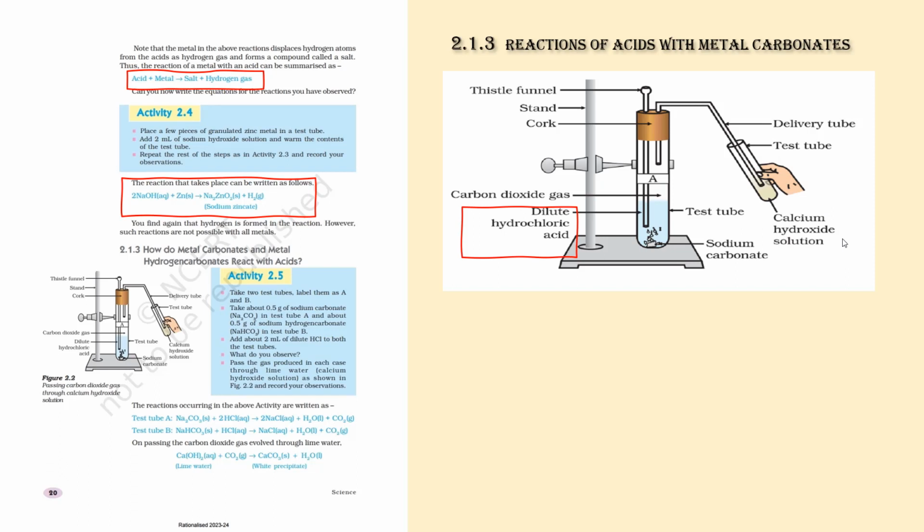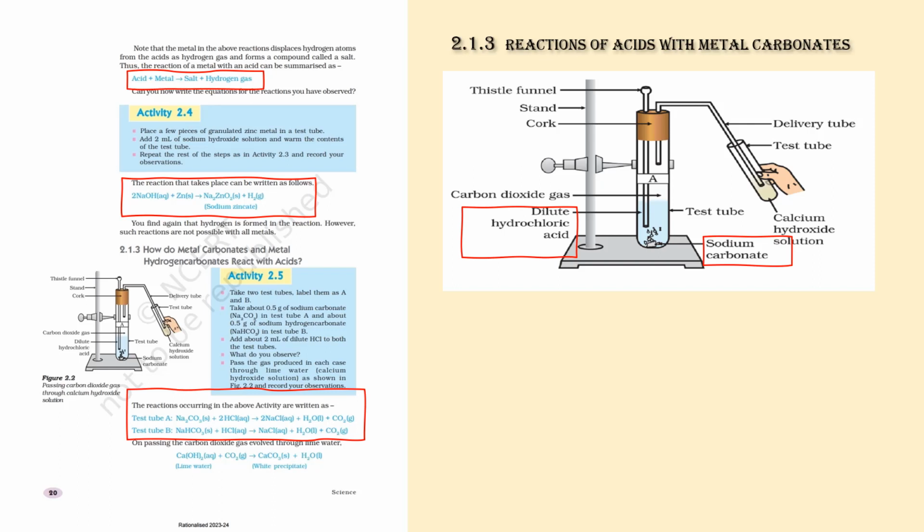Now let's look at the reactants. So you have here dilute hydrochloric acid which reacts with sodium carbonate. Here we are studying metal carbonate and acid. Now what does it form? Look at these equations. Test tube A has sodium carbonate and hydrogen chloride, that is hydrochloric acid. It forms sodium chloride, water and carbon dioxide.